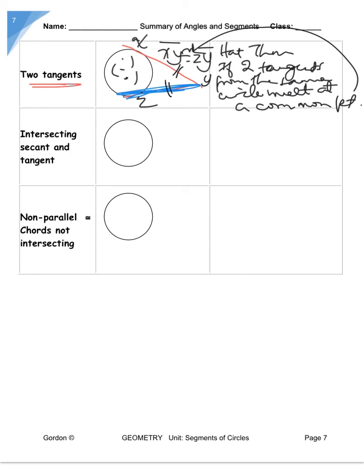Next, intersecting secant and tangent. So we have an intersecting secant and a tangent. Now what happens in this case? Let's call these G, E, and I. Alright, the tangent, remember what our tangent is? It only touches the circle once. So our tangent is IN. The square of that is equal to the whole times the external.